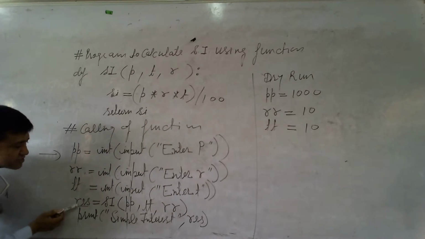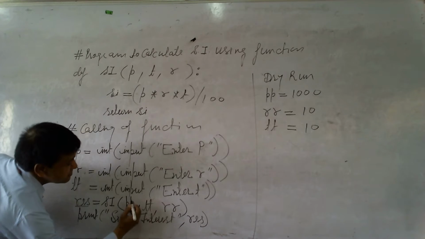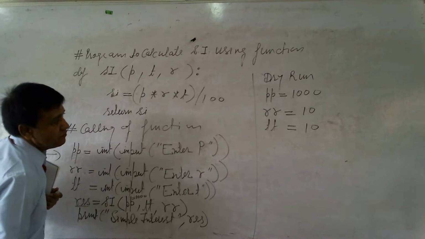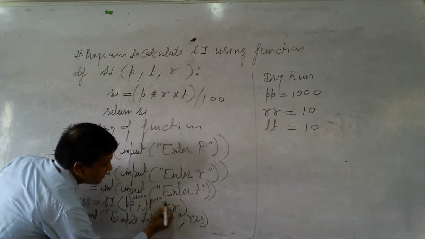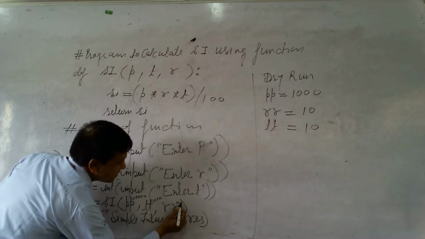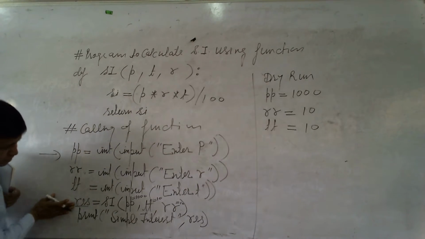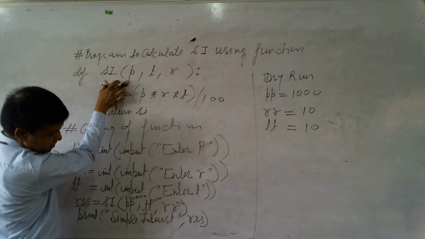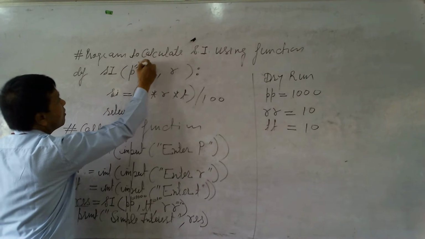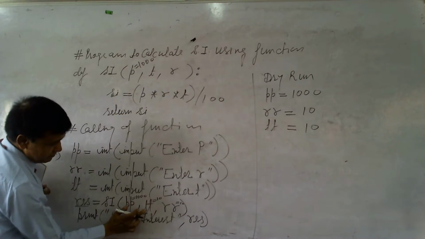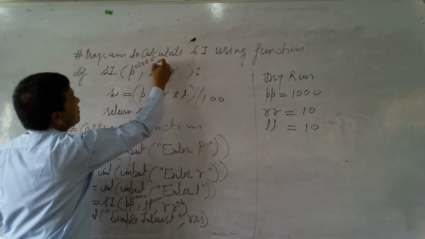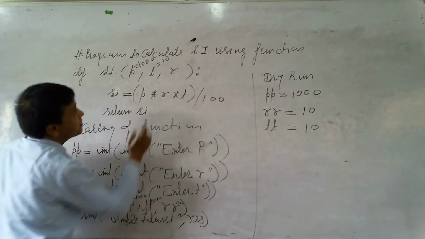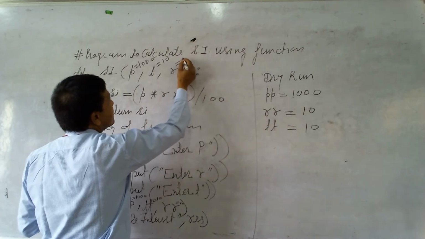Now this statement will be executed. See, the value of pp, I can show you, is 1000, and the value of tt is 10, and this is again 10. When this statement is executed, the value of pp is copied to p. Now p is 1000, and the value of tt is copied to t. This is 10, and the value of the rr variable is copied to r.